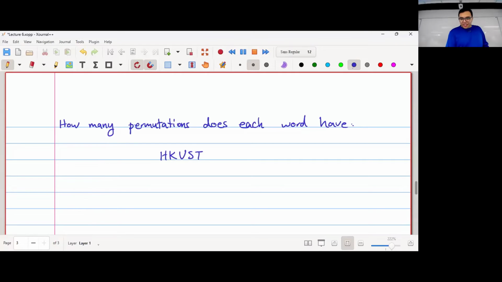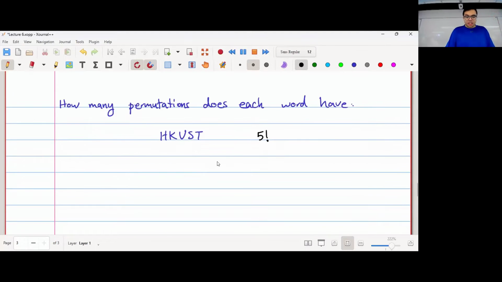5 factorial. Yeah, this is very easy because all the 5 letters are actually different. And since the 5 letters are different, I can just imagine that I'm assigning a number to each of the letters, and I have the numbers from 1 to 5. I'm just asking how many permutations are there of the numbers from 1 to 5, and it's 5 factorial. Okay. But now, let's take some other word. Let's take this one. How many permutations do I have here?